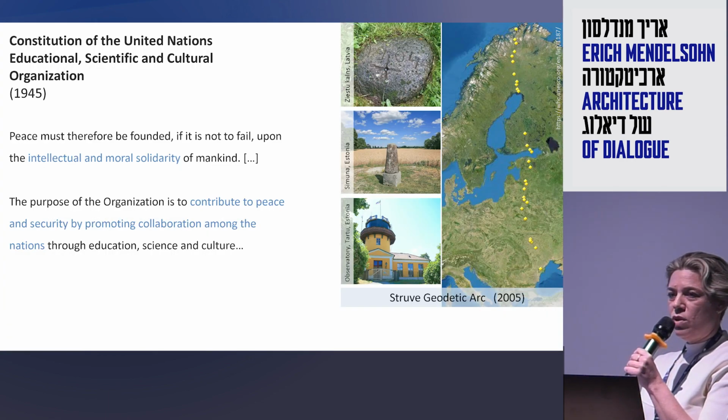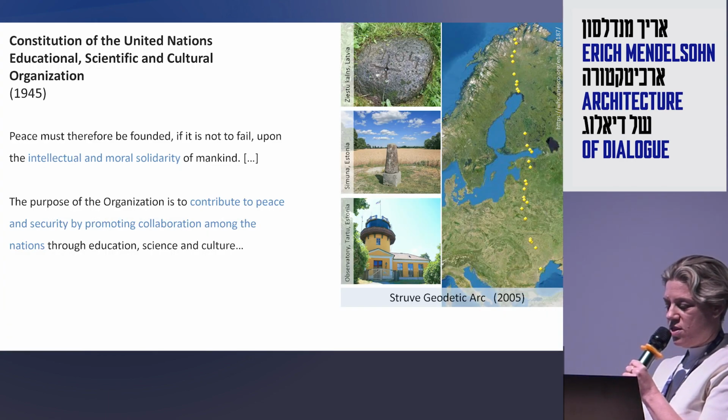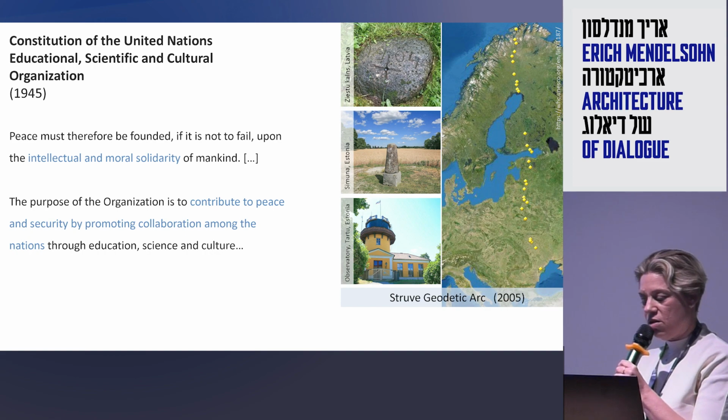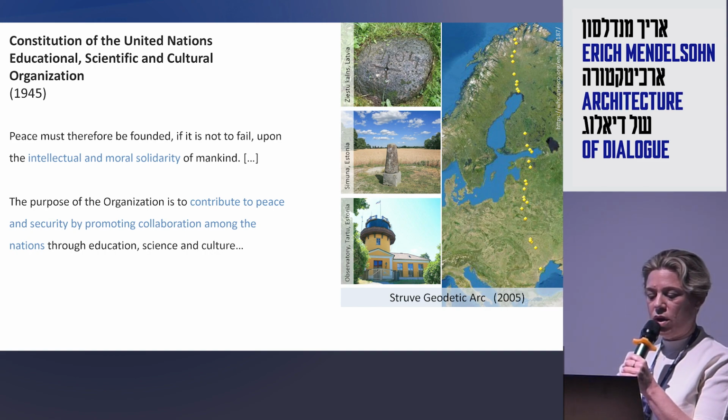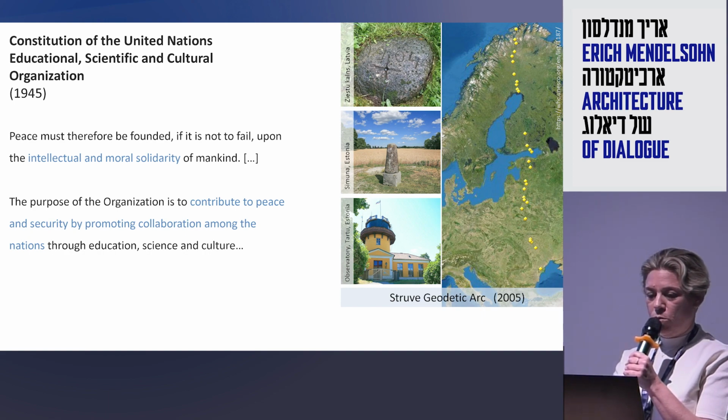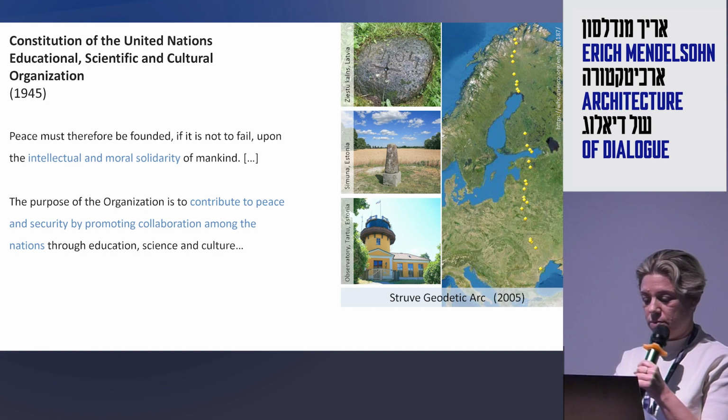As one of the United Nations specialized agencies, this spirit also prevails at UNESCO. Its constitution declares that it is based on intellectual and moral solidarity, and its purpose is to contribute to peace and security by promoting collaboration among the nations.